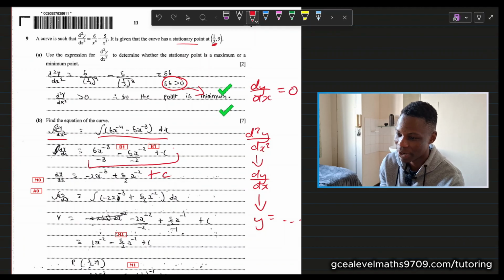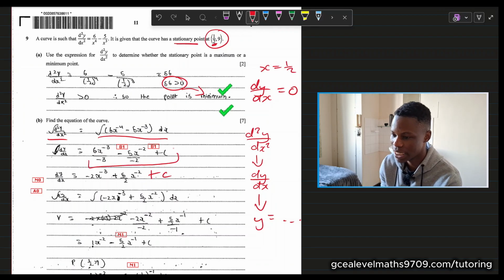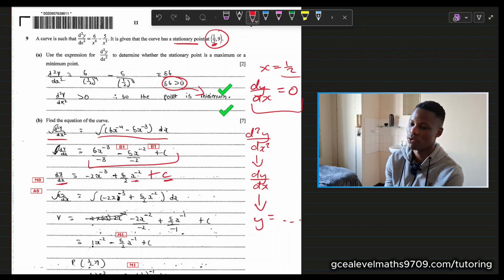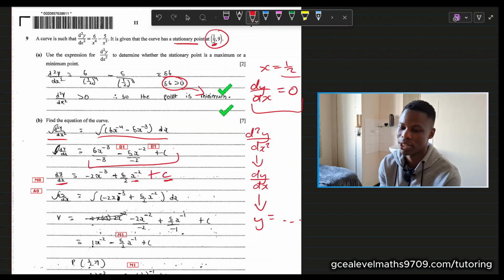Because we were given that we've got a stationary point at (1/2, 9), we know that when x is equal to 1/2, dy/dx is 0, because that's a stationary point. So you were supposed to use dy/dx = 0 and x = 1/2 to help you evaluate the constant c. You substitute your x with 1/2 and dy/dx with 0, and you solve for your constant.